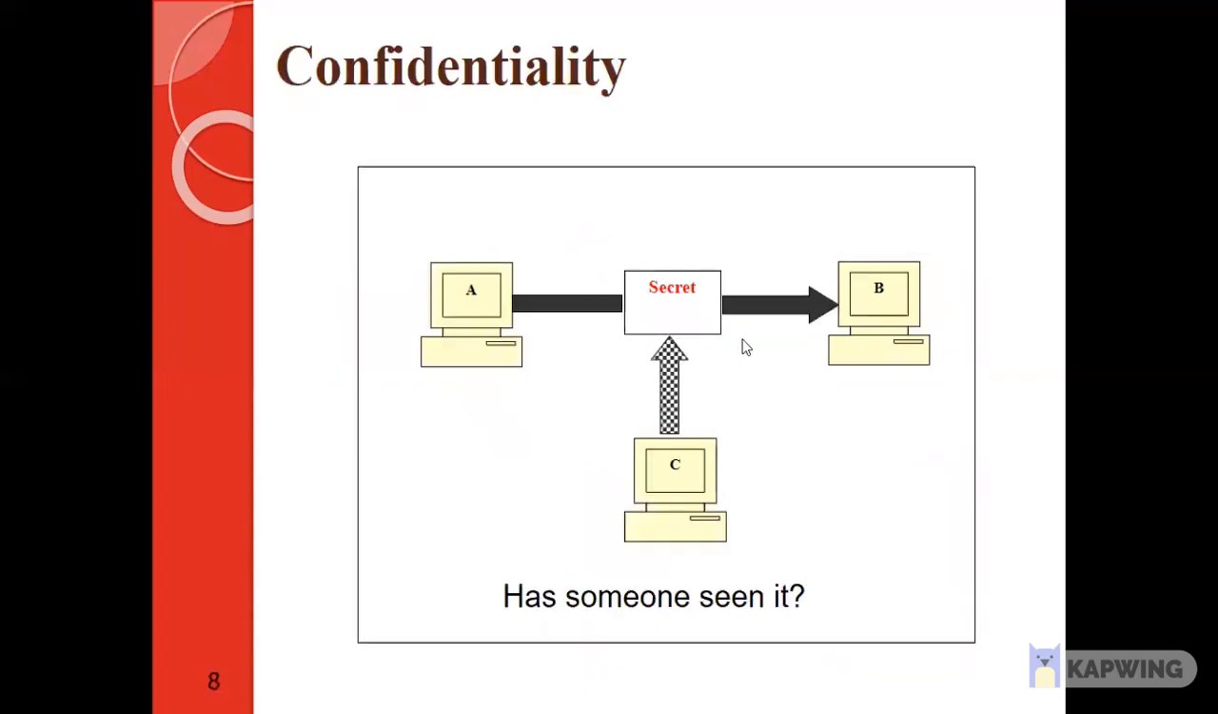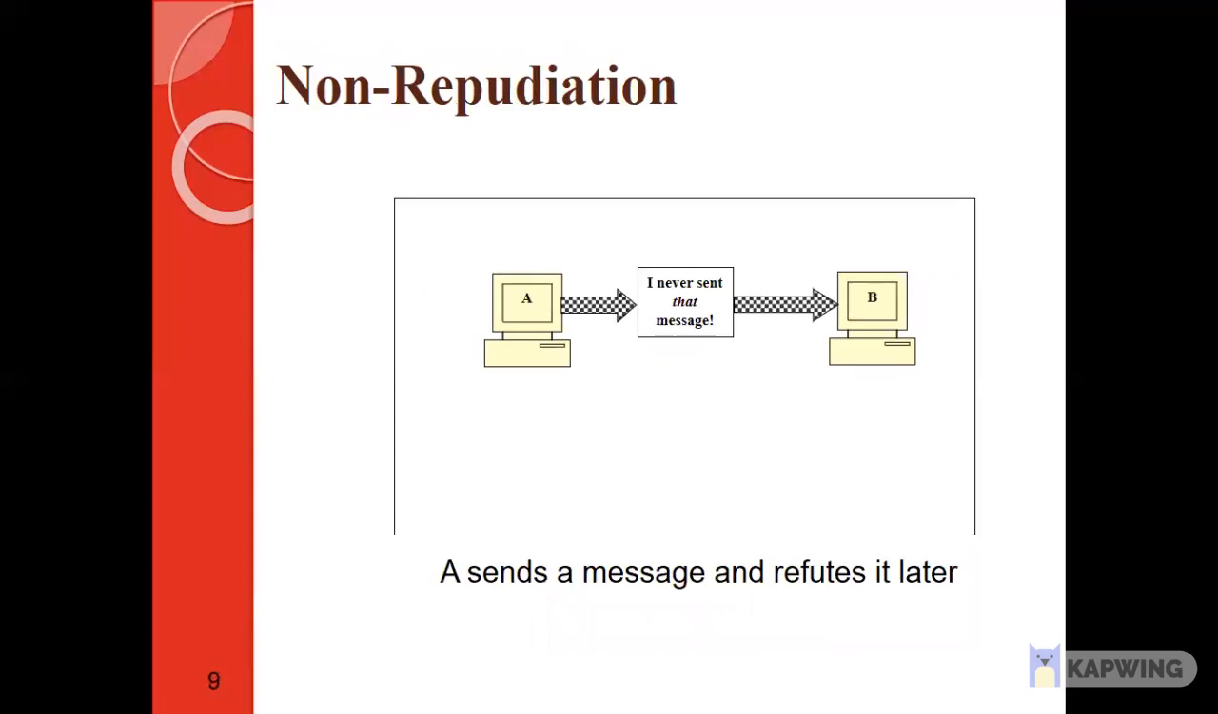Then confidentiality: no one else can access that data. Secret transfer of data from source to destination should be there. Has someone seen it? That is what loss of confidentiality means. We have to send the data confidentially, so secret data is sent from source to destination without any threat to the confidentiality.